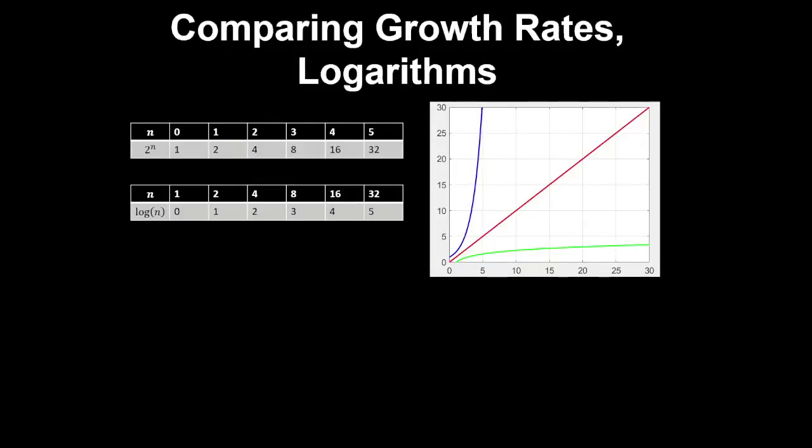Let's compare the growth rates of logarithms with other functions. So here we see the exponential function 2 to the power of n grows a lot faster than a linear function n, which grows a lot faster than log n for large values of n. And note that in computers, we imply that the base of the log is 2.